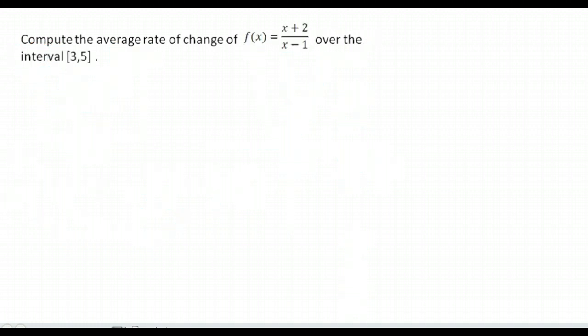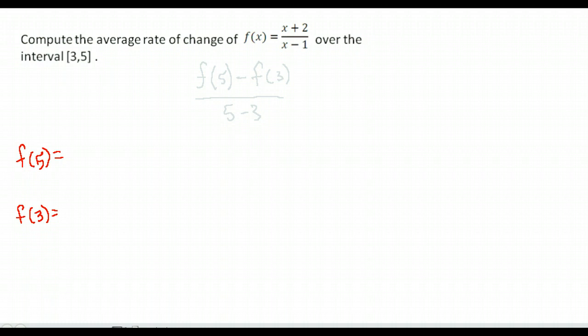So here is our function now: f of x equals x plus 2 over x minus 1. They want us to compute the average rate of change over the interval from 3 to 5. So again, what we're going to do is f of 5 minus f of 3, and put that over 5 minus 3. So first we have to find f of 5, and we have to find what f of 3 is.